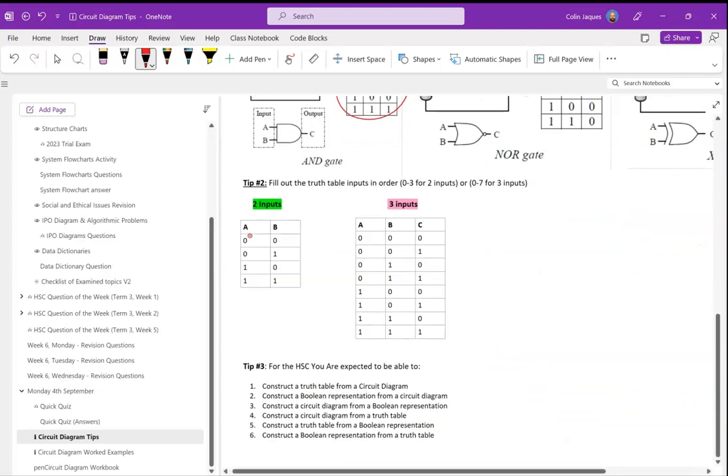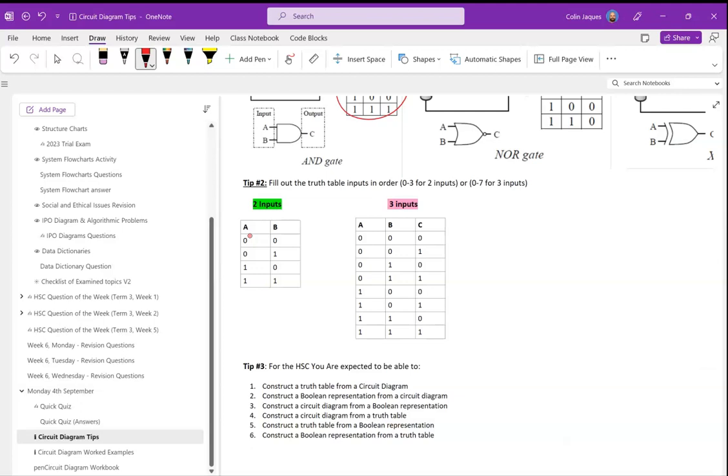Tip number 2 is to make sure that the truth tables are filled out in order. This is something that I have seen has caught up a number of students in the past. What I mean by that is when you're creating your 2 input or 3 input truth tables, you order them as if you were numbering binary numbers from 0 all the way to 3 for 2 inputs, or 0 to 7 for 3 inputs.